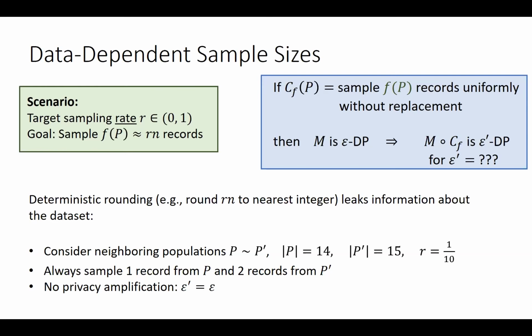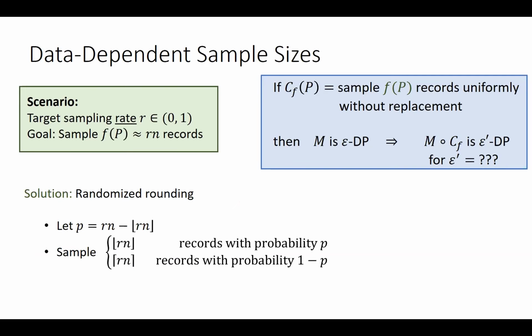Okay, so that's sort of bad news. But it turns out in this scenario there's a simple fix, which is a technique that's ubiquitous in algorithms, which is to do randomized rounding. So instead of rounding r times n deterministically to the nearest integer, I let p be the fractional part of r times n, and I choose a number of cases which is the floor of r times n with probability p and the ceiling of r times n with probability 1 minus p. Then it turns out that this recovers, basically up to a constant factor, the amplification guarantee that you expect. You get epsilon prime is at most a constant 6 times r times epsilon, and 6 can probably be improved.